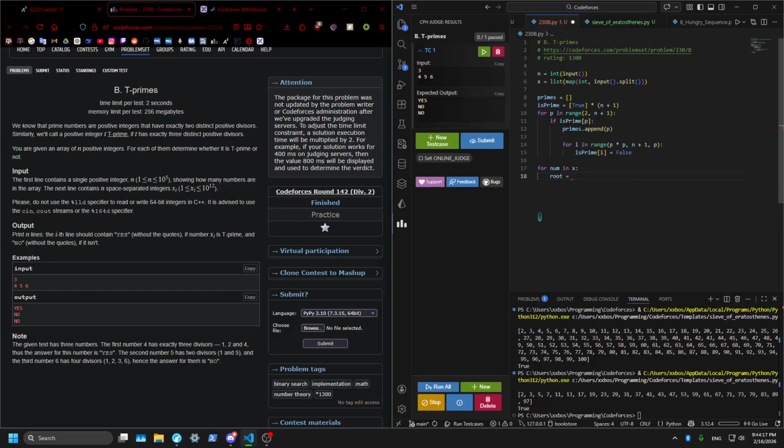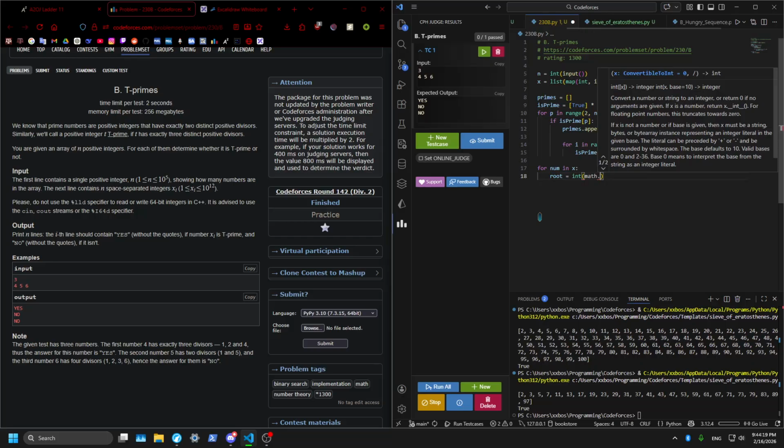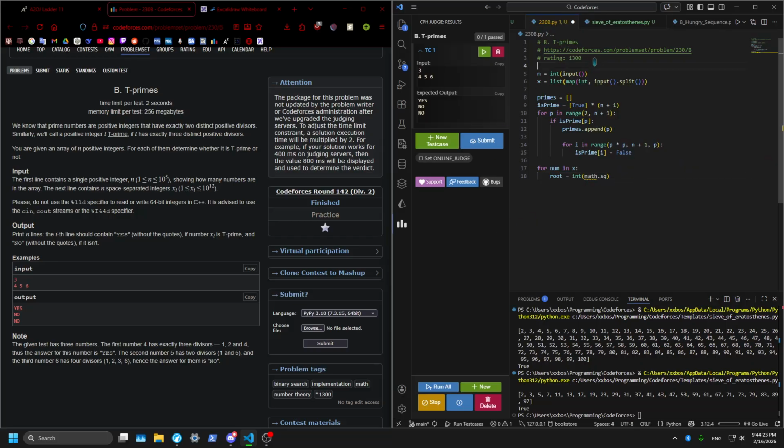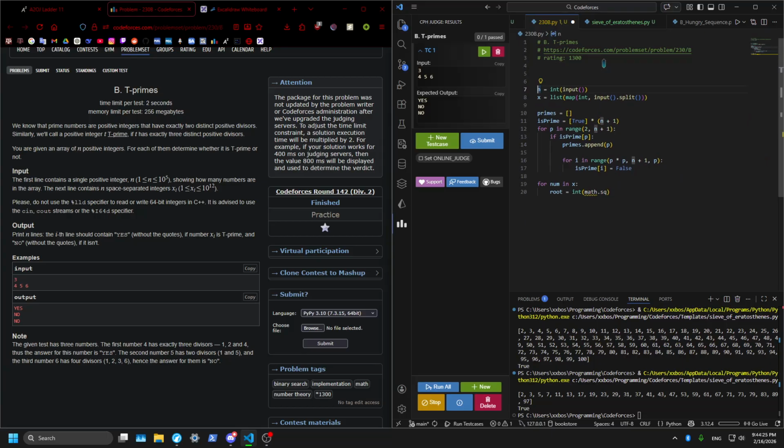Root equals int math dot sqrt. We gotta import math. Okay, there's isqrt and sqrt. What was the consensus again? Math dot isqrt versus sqrt.